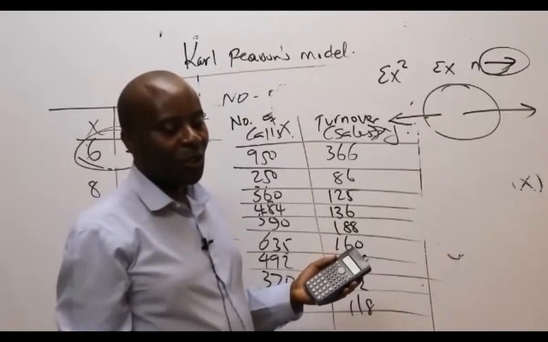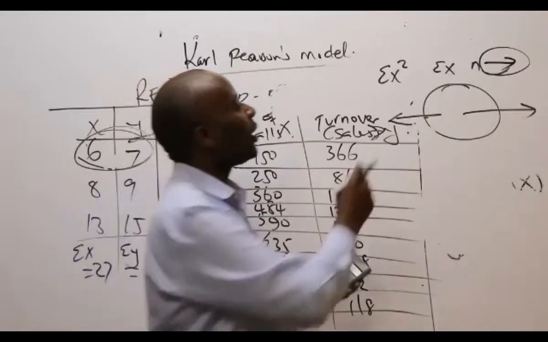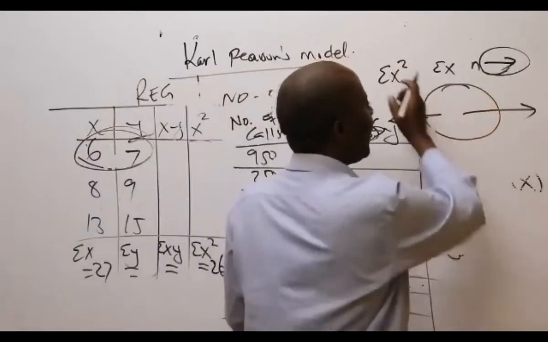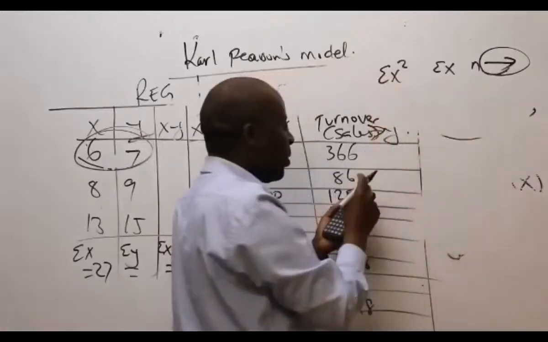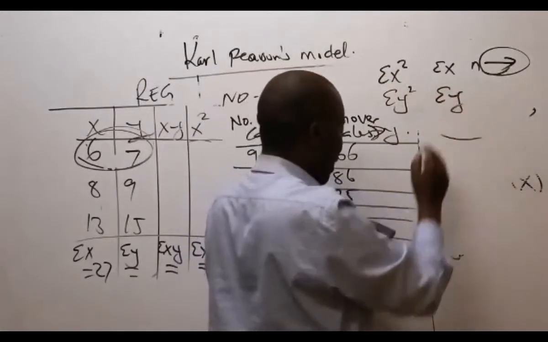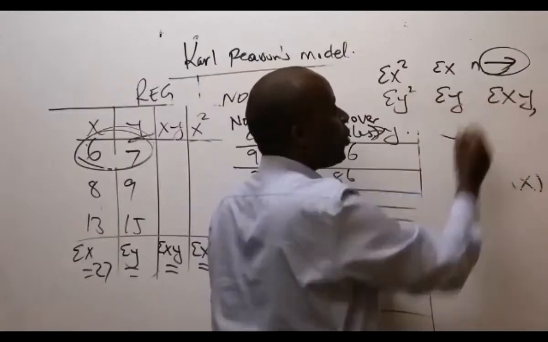James says yes. So once you do that, ladies and gentlemen, you'll be able to see your screen changing. When it changes like that, what are you able to see? You are able to see summation of y squared. You are able to see summation of y. You are able to see summation of xy.